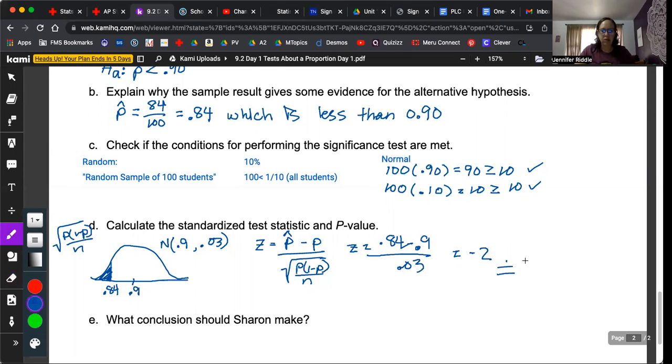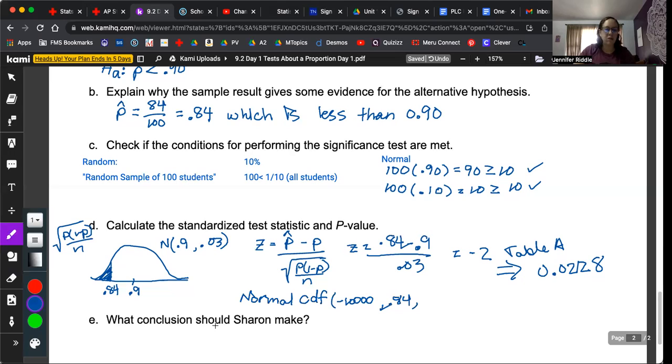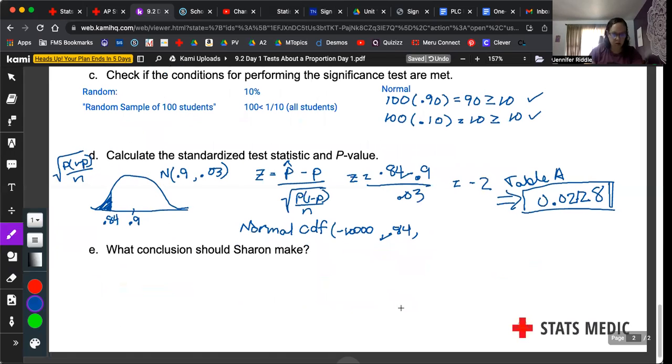So then going to table A, we get 0.0228. Now this would be one of those instances where it might be faster to use the normal CDF function in your calculator to calculate that. So your lower bound would be like -10,000. Your upper bound would be the 0.84. And then your mean and your standard deviation. So here's our p-value, 0.0228.